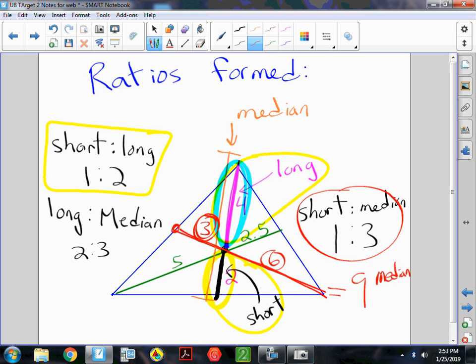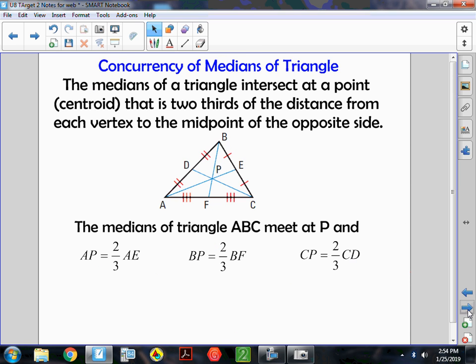The longer part is 6 to 9. Well, 6 to 9 has a ratio of 2 to 3, or 2/3. So the centroid to the vertex is 2/3 of the length of the median. And so we have that as a special property for the centroid: the medians of a triangle intersect at a point, the centroid, that is 2/3 of the distance from each vertex to the midpoint of the other side.